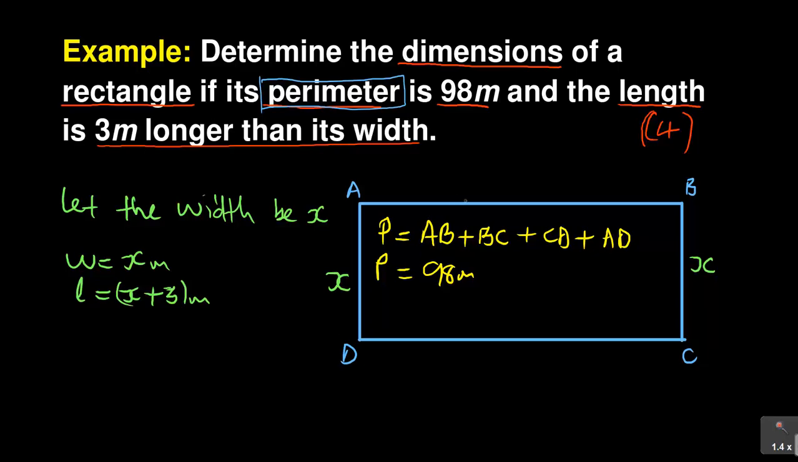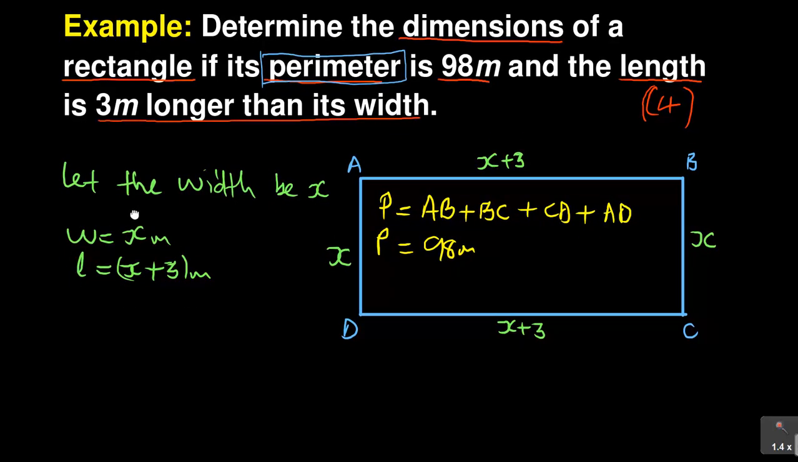So when I go to my length, now I know my length is X plus 3, and my length is X plus 3. So this is the scenario now that you have. Then the next thing that they want you to find is the dimensions, meaning you have to solve for X. After solving for X, then you'll know the distance AB and the distance BC. In other words, it will help you to find the length and the width.